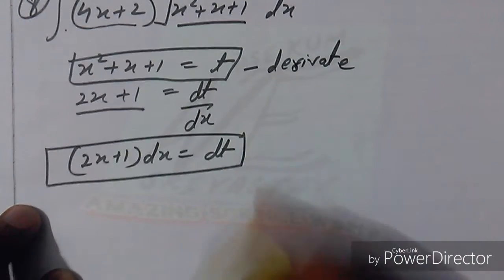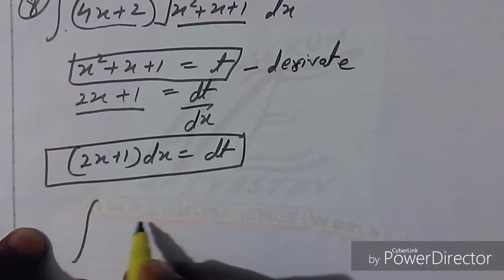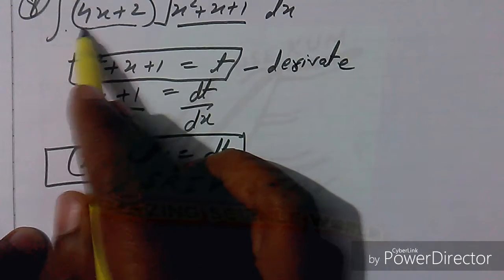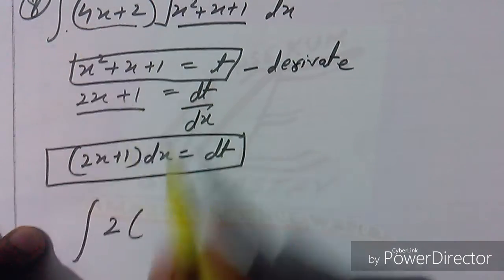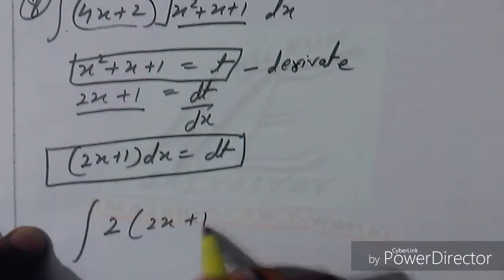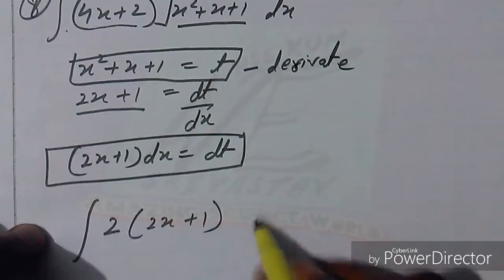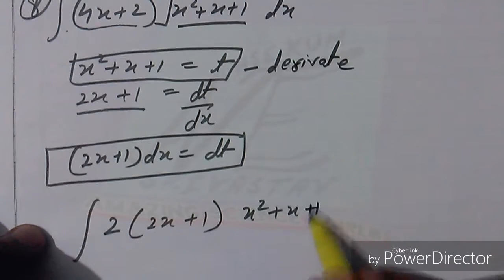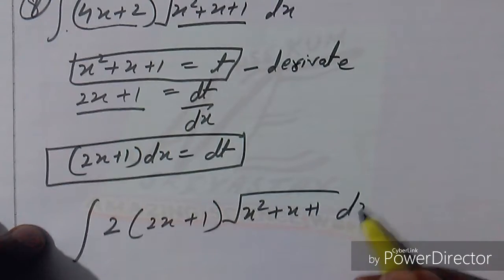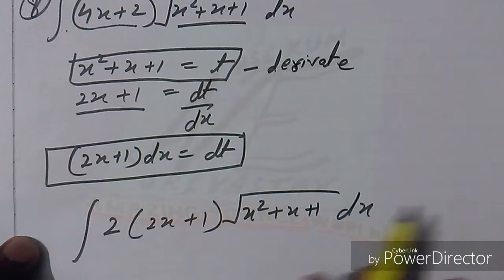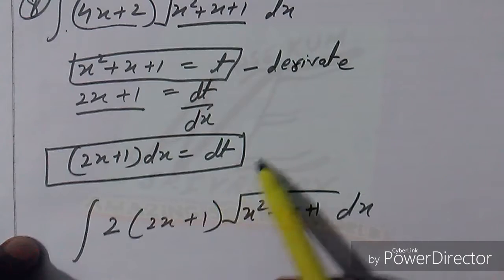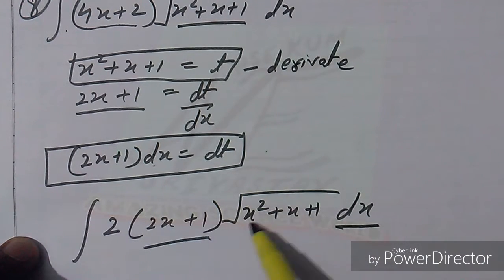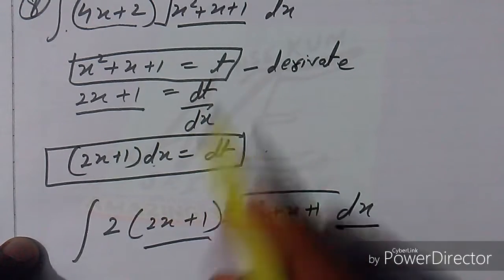Now what will become, first of all we solve 4x plus 2, then we take 2 common in this, then what will come, 2x plus 1, my friends, and x square plus x plus 1 is as it is, friends. Now we put the value of everything, that is 2x plus 1 dx is dt, and x square plus x plus 1 is equal to t.